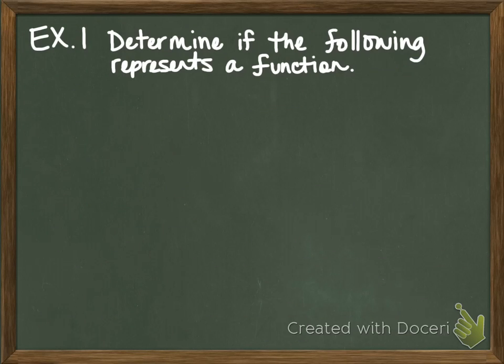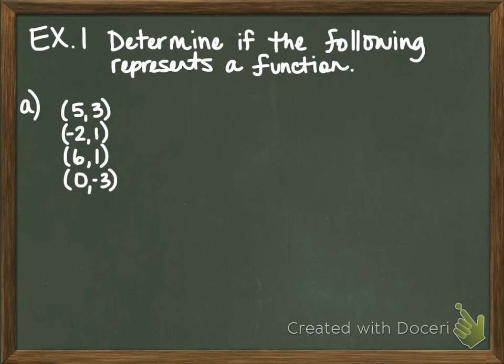So example 1 wants us to determine if the following represents a function. So we're going to look at a couple of different examples here. So first, I have a list of ordered pairs: (5, 3), (-2, 1), (6, 1), and (0, -3). So in a table or a list of numbers, we just need to look at the x values.